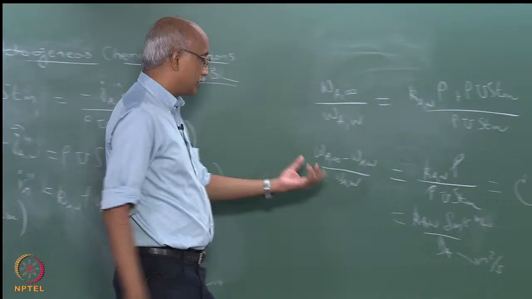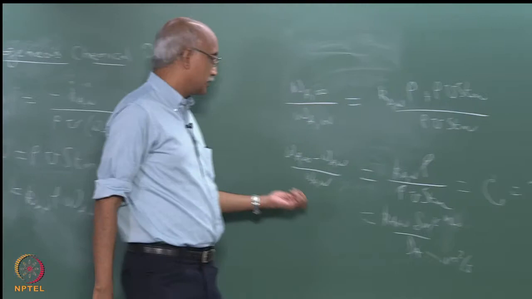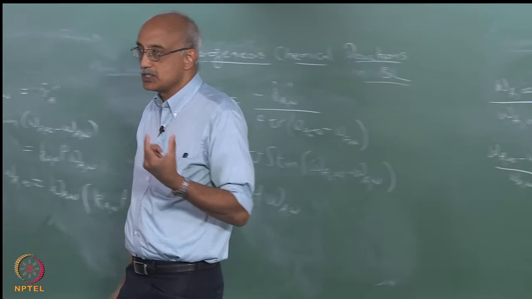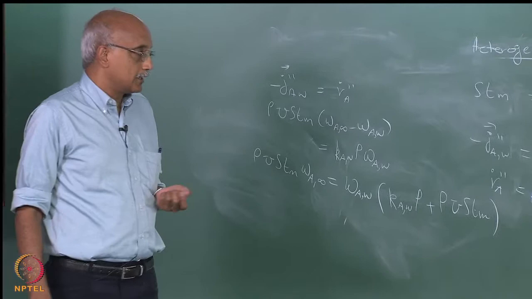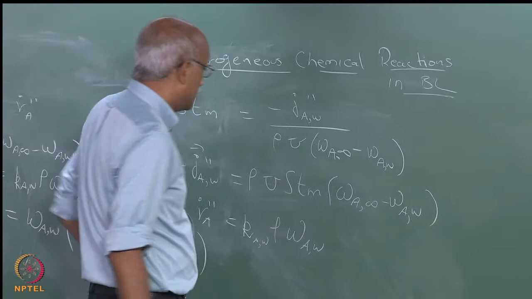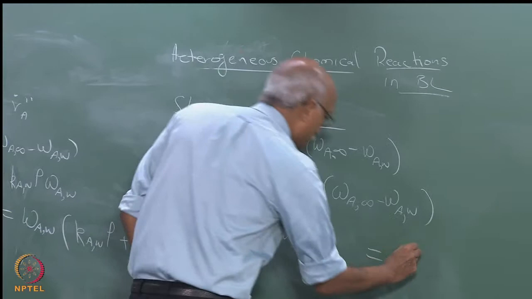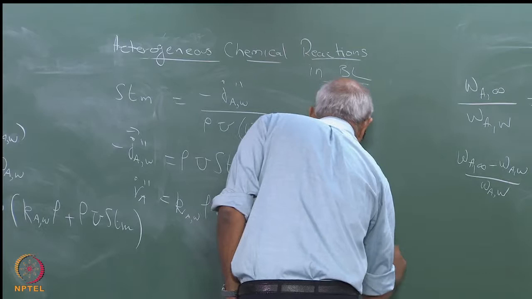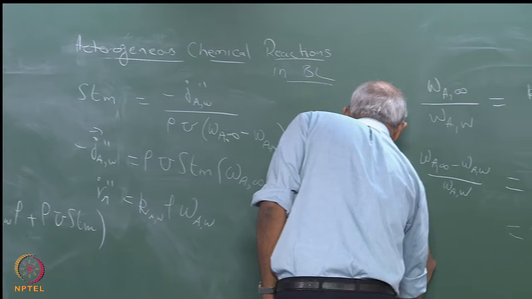So once you have calculated this value of C, actually, if you look at it, the Damkohler number in this case is simply the difference between the mass fractions of species A in the mainstream minus the mass fraction at the substrate divided by the mass fraction at the substrate. You can now go back and write your diffusive flux expression in terms of that C parameter, and if you do the calculations, it will come out to C over (1 plus C) times rho u times Stanton number times omega_A infinity.